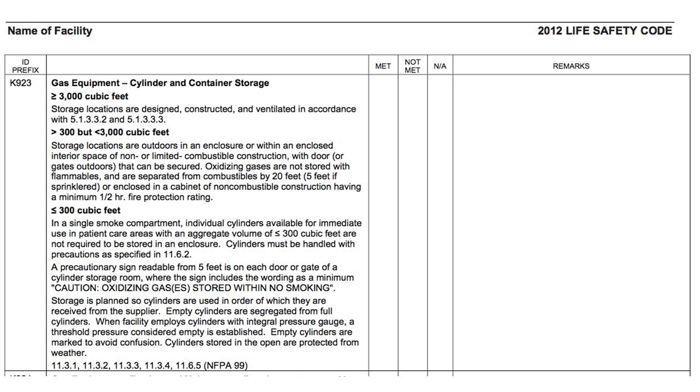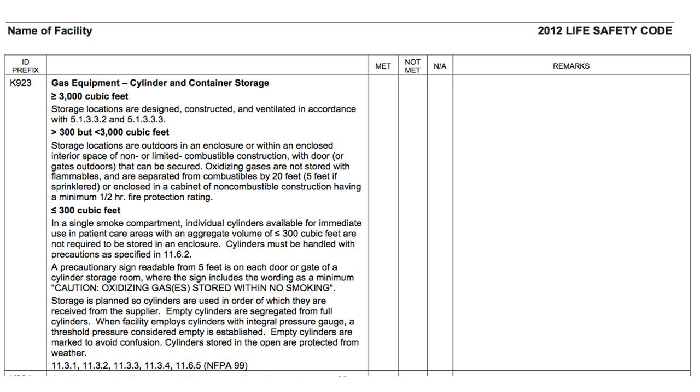This one talks about gas equipment. K923 tells us that if we have greater than 3,000 cubic feet of gas storage in a room, that room must meet all of the 1-hour enclosure requirements, plus it must be ventilated. So it must have an exhaust duct that comes down within, what is that, 12 inches off the floor? I forget what the dimension is. But it must be ventilated with that low wall exhaust.